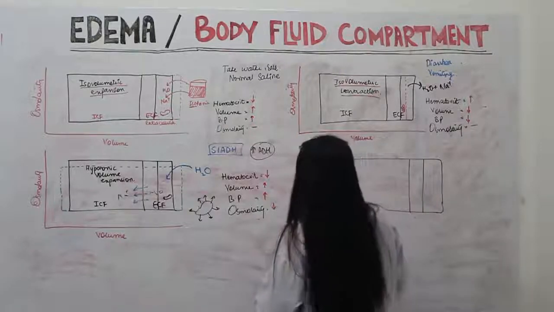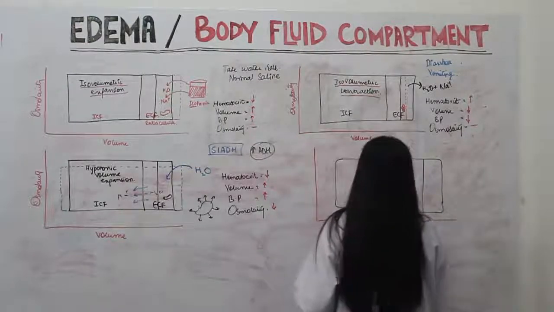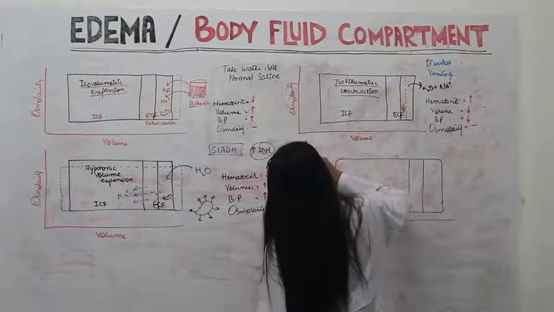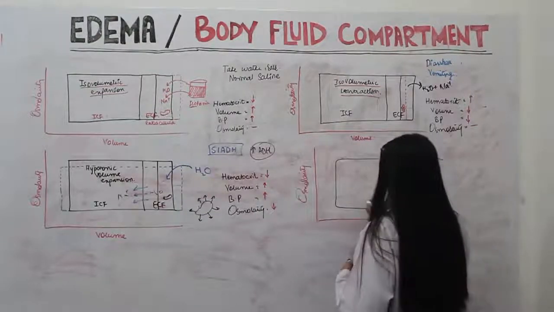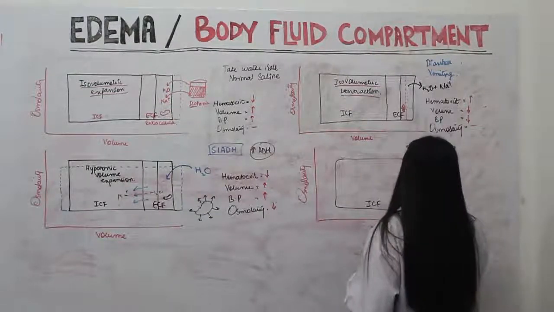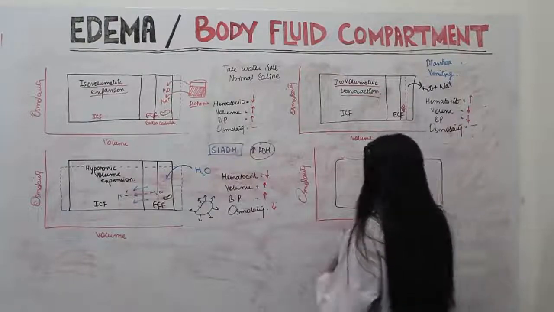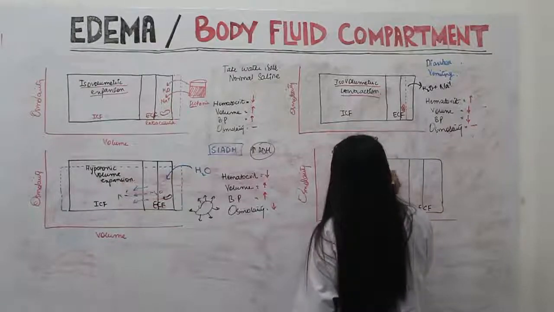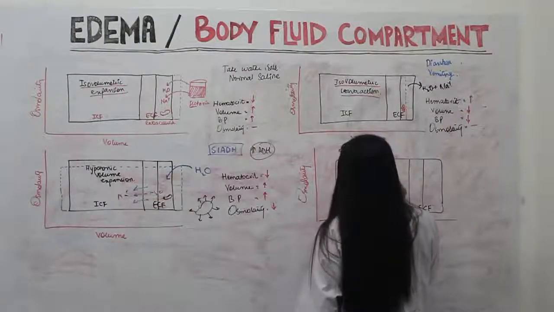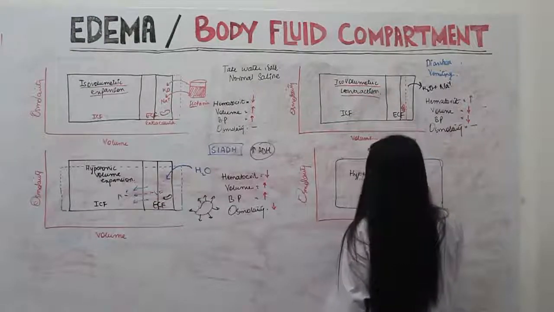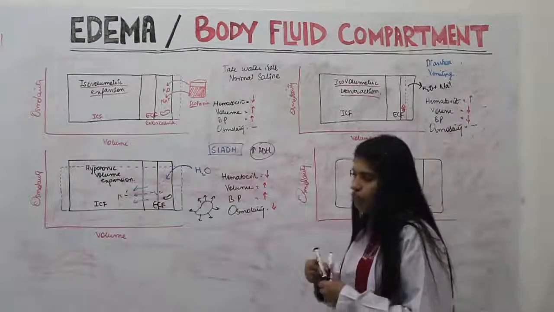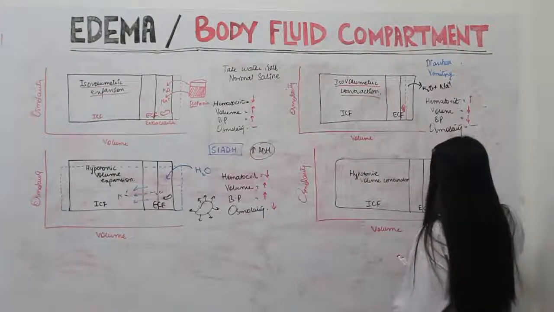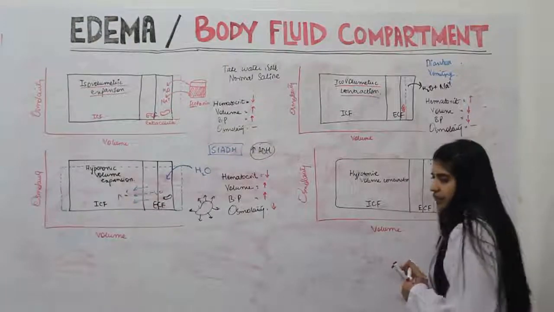Now you have to tell me what I am trying to draw here. What would be this condition? ICF, ECF. Here would be hypotonic volume contraction. It means that the volume of the fluid will be decreased than the normal. Okay?